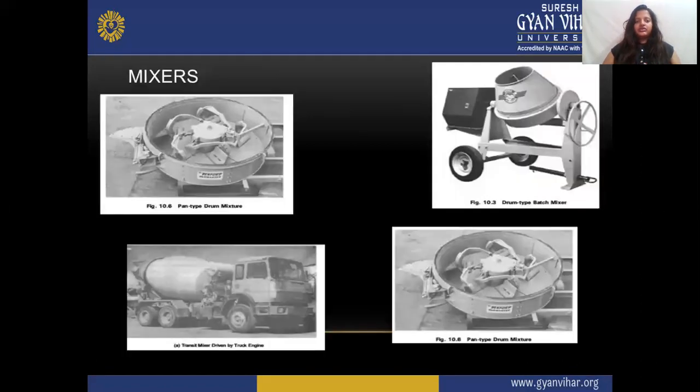So these are some of the mixing machines that we have. These are machine mixers, and they provide higher quality than hand-mixed concrete. You can see the truck in the third picture, which is the truck for transportation of concrete from the ready-mix concrete plant to the site of construction.